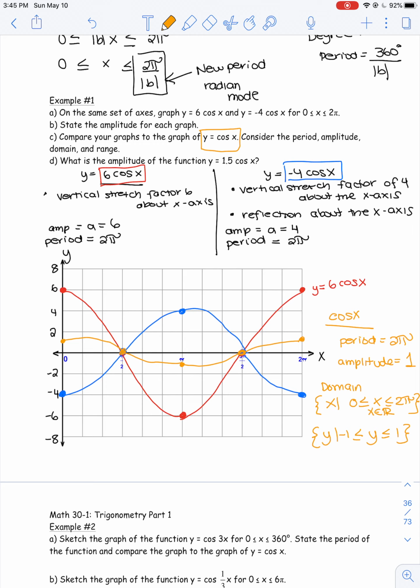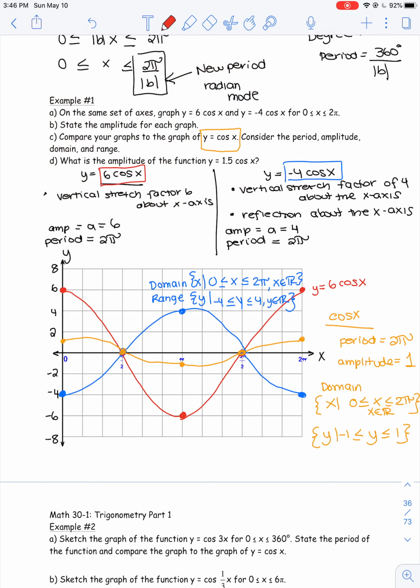And now if you were looking at the blue one, it will have the same domain. So the domain for the blue one will be from 0 to 2 pi, again because it's written in the question. And our range will go from y is greater than or equal to -4 to +4, y ∈ R.